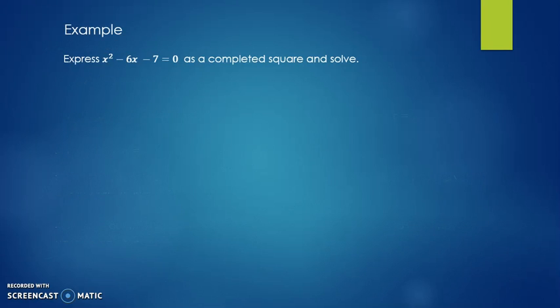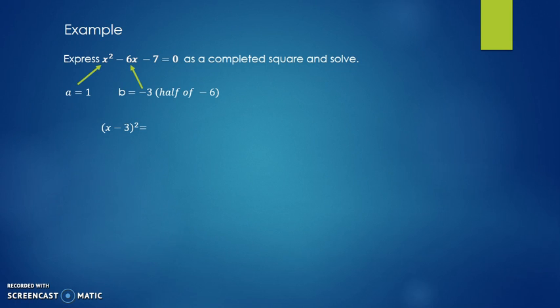Express x squared minus 6x minus 7 equals 0 as a completed square and solve it. So we're going to find the answer for x. First, we check that a is equal to 1. Yes, it is. There's no number before the x squared, so a is equal to 1. And the number that's going to go in our squared bracket will be minus 3, because minus 3 is half of minus 6. So let's write down our squared bracket. There we are, x minus 3 squared.